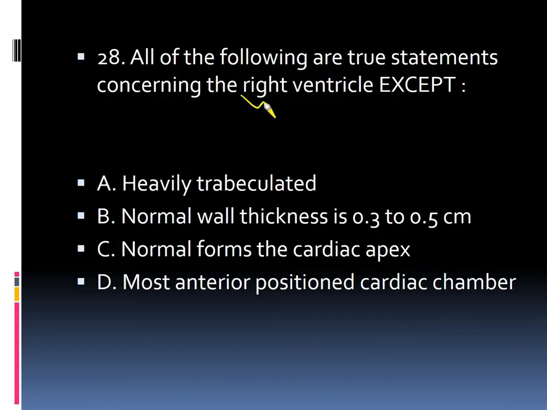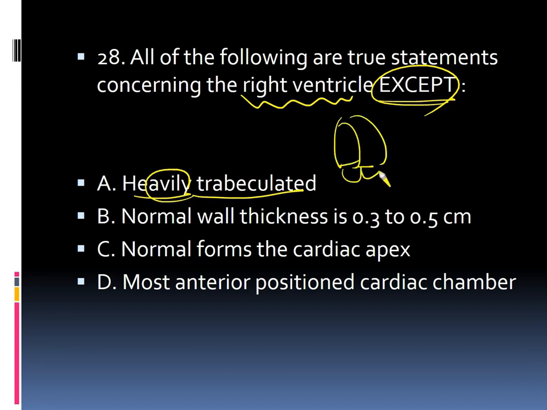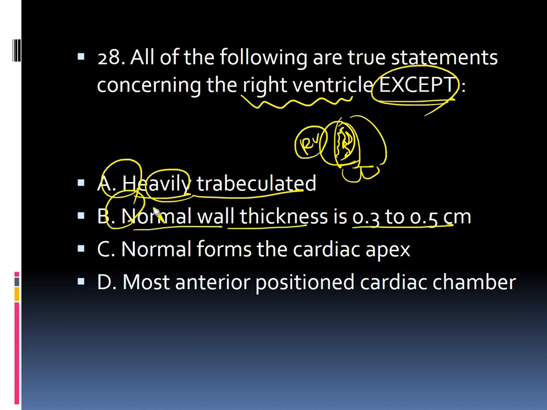In this question, it is asking about something that is not related to the right ventricle. Option A says that it contains a lot of trabeculae. Compared to the left ventricle, it has more internal trabeculae. These pillar-like structures are found more abundantly in the right ventricle compared to the left. So, option A is correct. The normal wall thickness is 0.3 to 0.5. Option B is also correct.